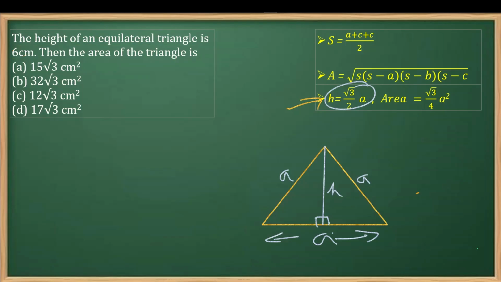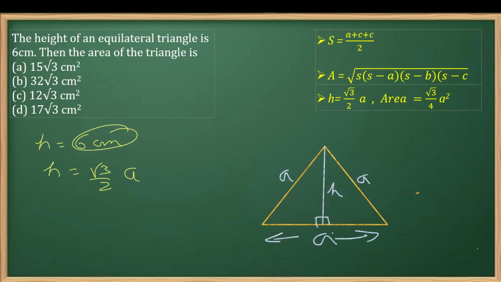So if I know h as 6 centimeter and use this relation, the height of an equilateral triangle is root 3 over 2 times its side, where a is the side. Replacing h with 6, 6 is equal to root 3 by 2 a. So by cross multiplication, a is 12 over root 3 centimeter.